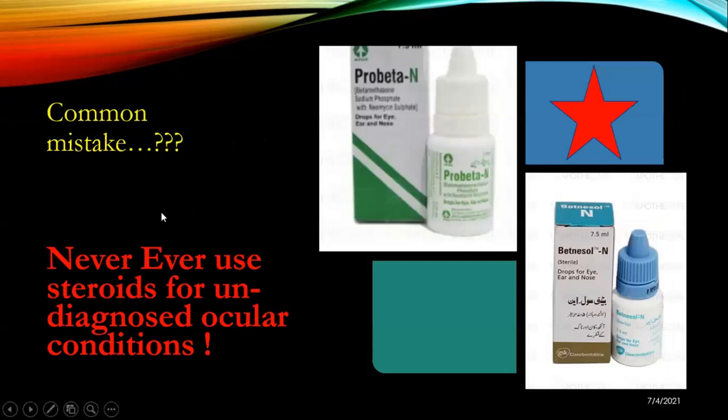A common mistake that you should never do is never ever use steroids for undiagnosed ocular conditions. This is a common practice where we see patients are given Prednisolone-N and Betnesol-N. These are the common two kinds of combination eye drops, the steroid plus antibiotic combinations, given for these undiagnosed ocular conditions. We see quite a lot of patients with corneal ulcers treated with these, and mind you, that can lead to devastating complications.